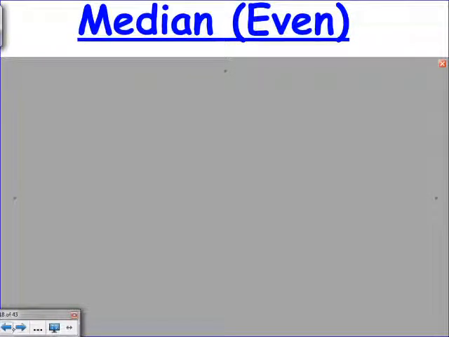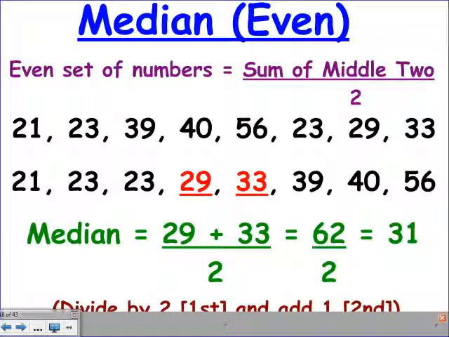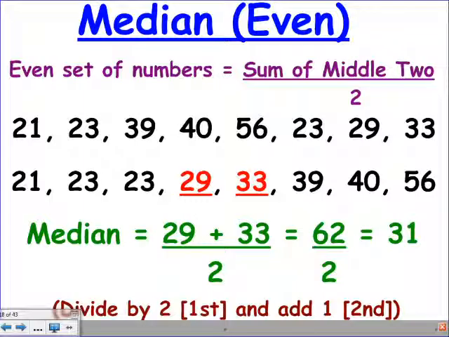Cool. Let's look at even sets of data. For an even set of data, how many middles do we have? 2. There's 2 middle numbers. So, we have our set of data. First thing we do is we put it in order. Here I've got 1, 2, 3, 4, 5, 6, 7, 8 pieces of information. So the middle 2 numbers, divide 8 by 2, are the 4th and the 5th bits of information.